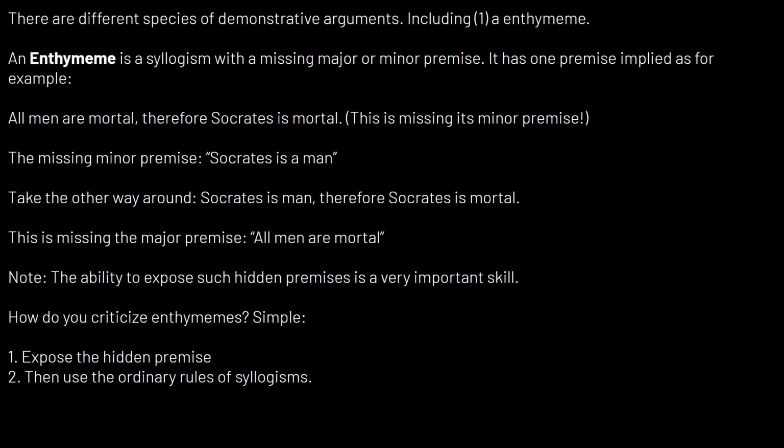And note that the ability to expose such hidden premises is going to be a very important skill in logic. Why? Because most of the time when you get arguments, they're probably usually in enthymemes. So how do you criticize an enthymeme? It's pretty simple. All you have to do is expose the hidden premise, then use the ordinary rules of syllogisms, which are the 8 rules. If you watch my previous video, I covered all of those.